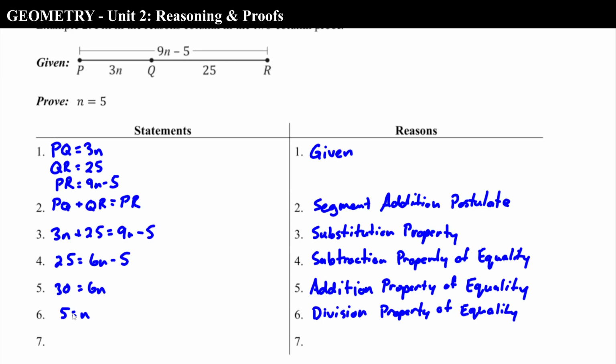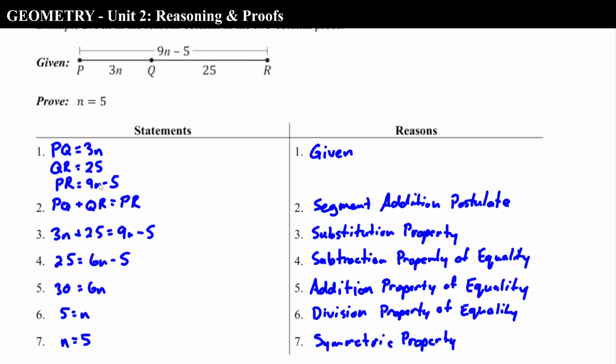And then finally, this is not the same as what we're out to prove. What we've got to finish with has to look exactly the same as what we're trying to prove. So we're going to flip it, and doing that, we utilize the symmetric property. And now our proof is complete.